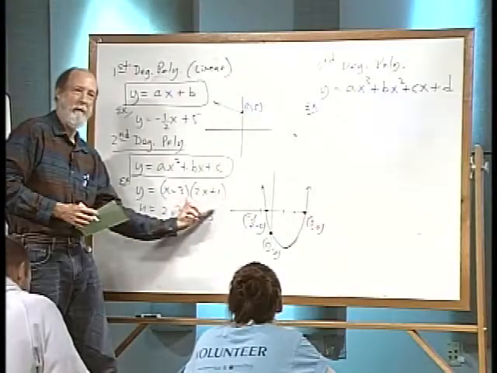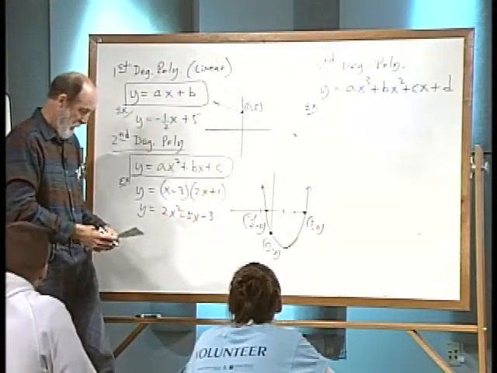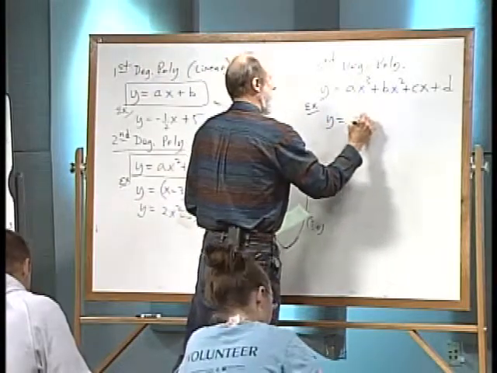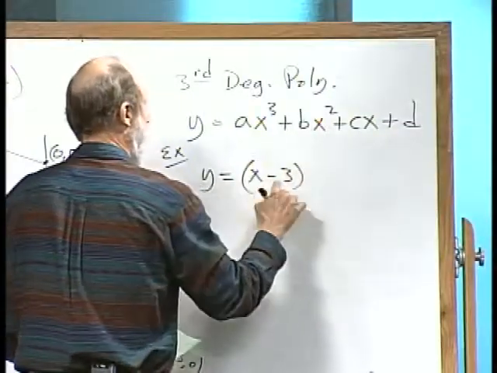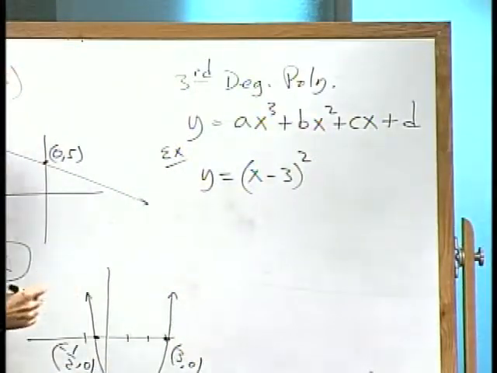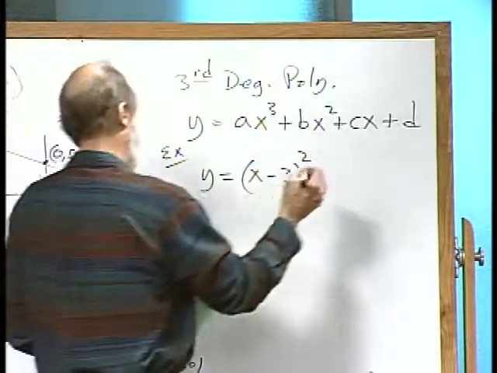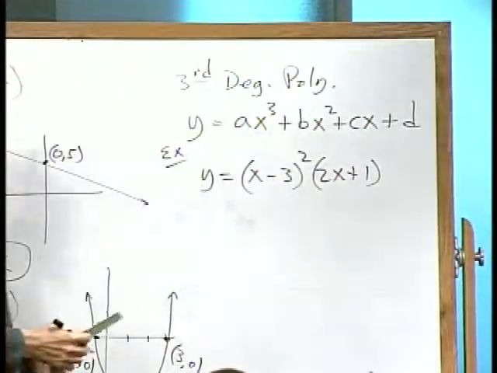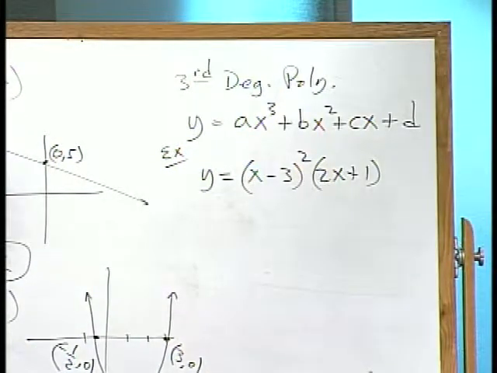These same two factors. So why don't I take this first factor, and instead of leaving it as a linear factor, why don't I make that a square on that? And then hang on to the other factor, 2x plus 1.